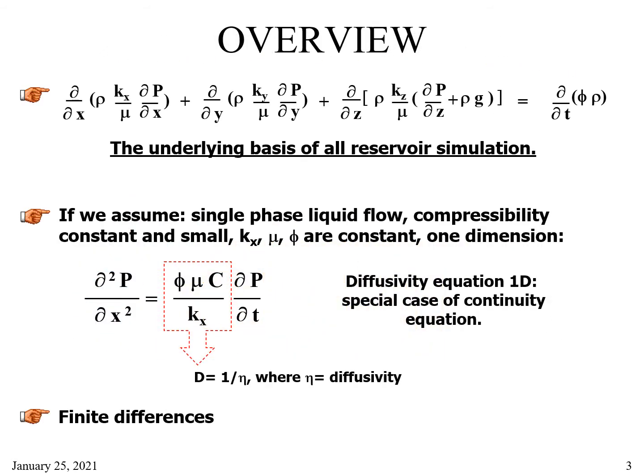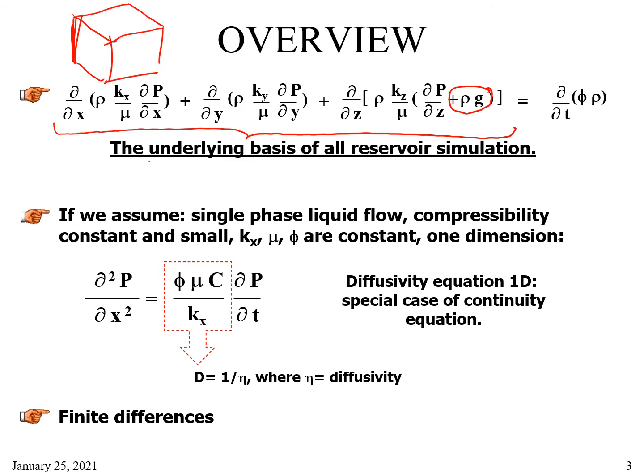Now, I'm summarizing the equation we're trying to solve. This is what the equation looks like in 3D. Notice this term, which doesn't show up in the other terms. Why? If the grids are aligned with the X, Y, and Z directions, there will be no contribution of gravity in the X and Y terms, right? But in the vertical direction, gravity contributes. And that's why you see rho g showing up here.